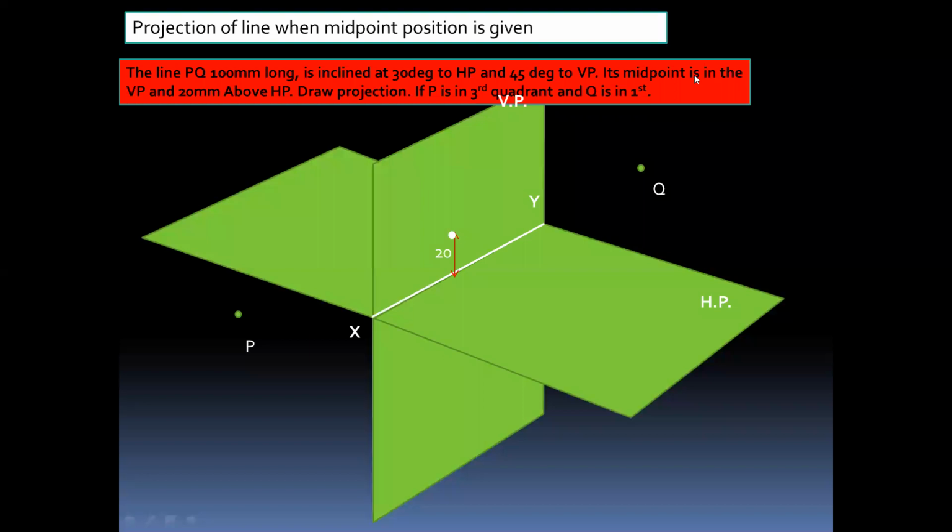So here the problem given is the line PQ, which is 100 mm long, is inclined at 30° to the HP and 45° to the VP. Its midpoint is in the VP, that is exactly lying in the vertical plane, and 20 mm above the HP. Draw the projection if the point P is in the third quadrant and the point Q is in the first quadrant. Okay, so basically this line extends from the third quadrant to the first quadrant.